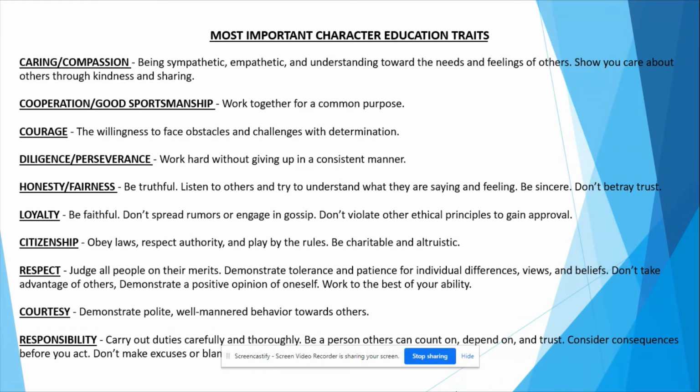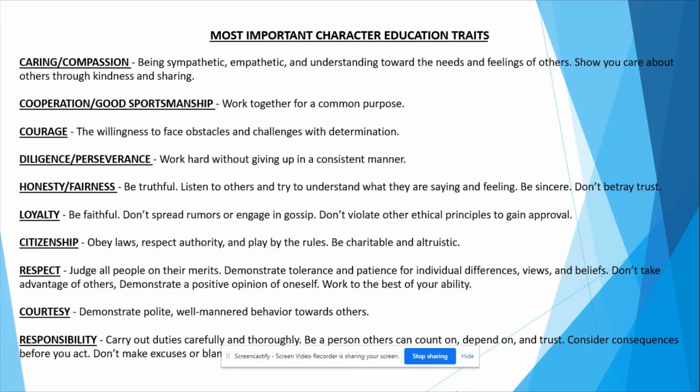Citizenship. Obey the laws of your school. Respect authority. Play by the rules. Respect. Judge people on their merits. Demonstrate tolerance and patience for individual differences, views, and beliefs. Don't take advantage of others. Demonstrate a positive opinion of oneself and work to the best of your ability.